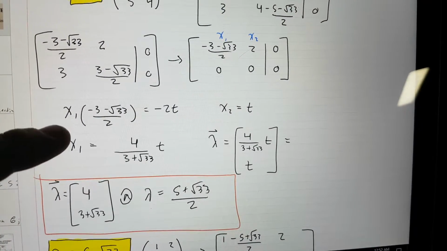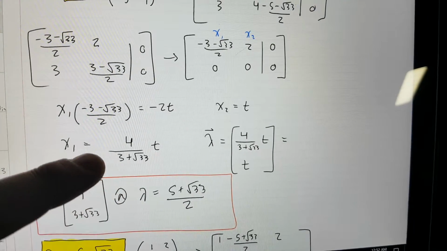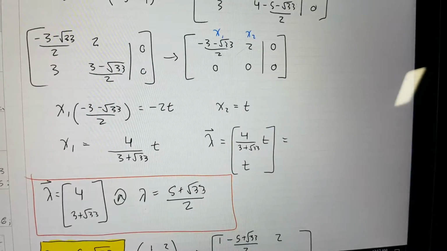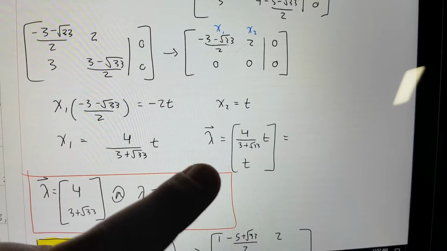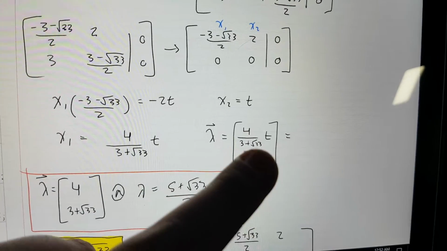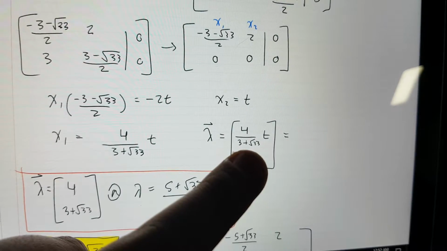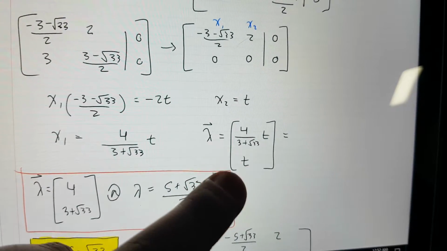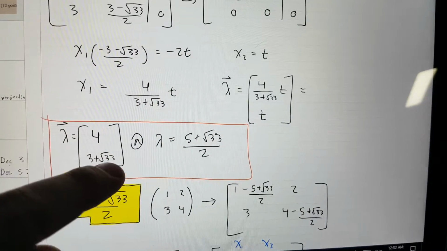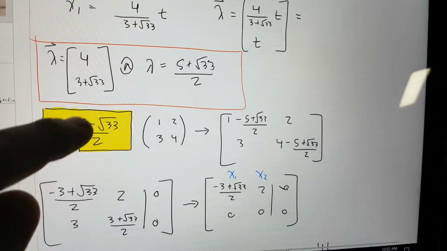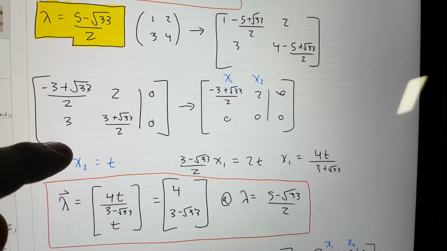So, yeah, so we keep going. We solve for this because x2 is equal to t. And we solve for x1 in terms of t. And then we go ahead and get this one. I'm going to use a t value of 3 plus the square root of 33 just to cancel that out to get something that looks a little bit cleaner. Anyway, so that's going to be our eigenvector for that one. Do the exact same thing for this. You can see there's a theme.